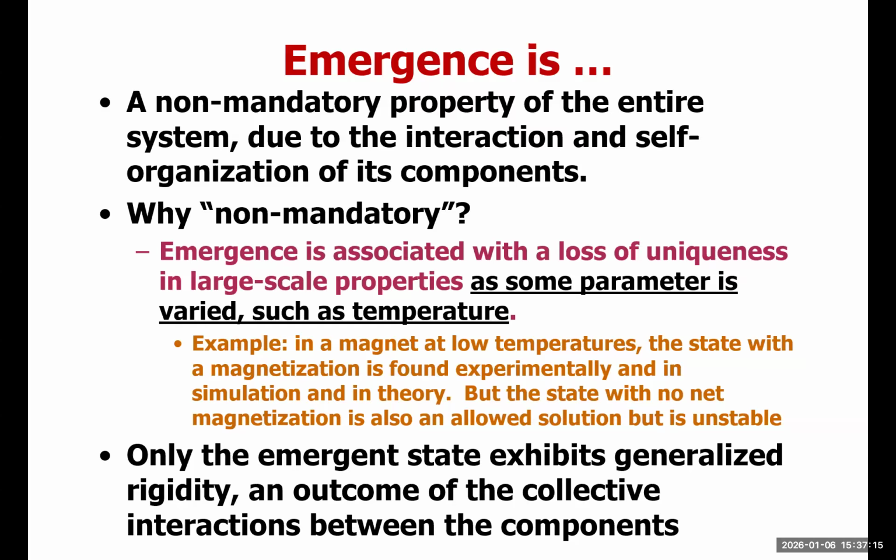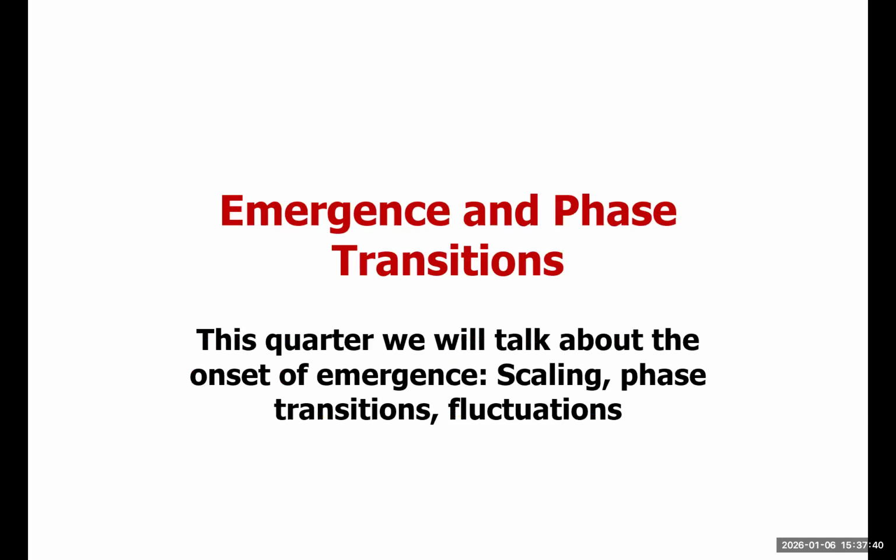So when we solve the equations of a magnet, which we will do very simply, you will see that the equations predict that there can be either the non-magnetized solution or the magnetized solution, the solution where the thing is actually magnetic, but one of them is more probable than the other. It has a lower energy, and that's why you see it. So only the emergent state exhibits generalized rigidity, which is an outcome of the collective interactions between the components.